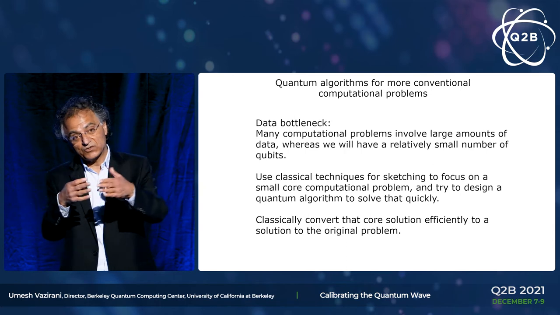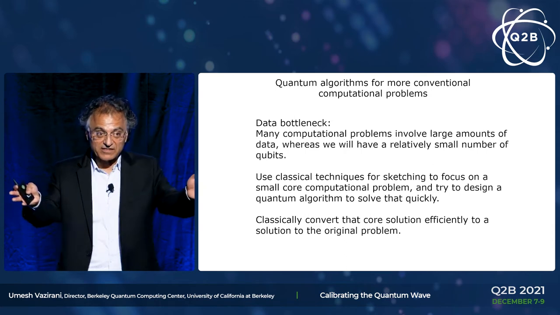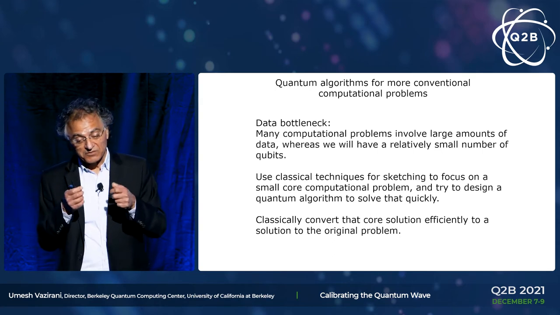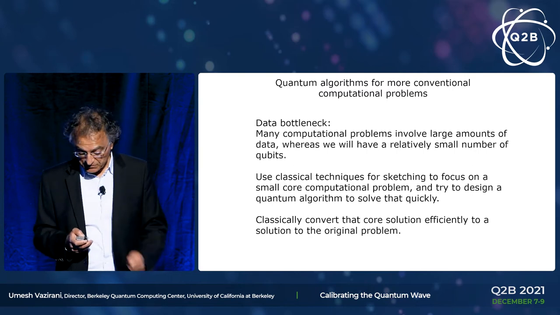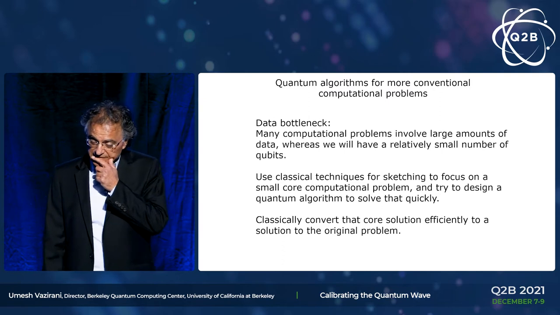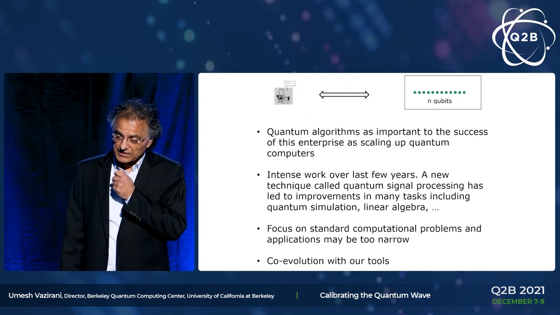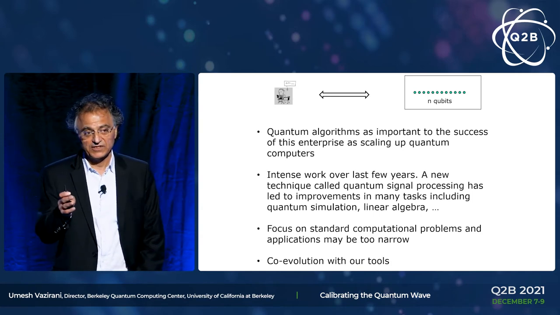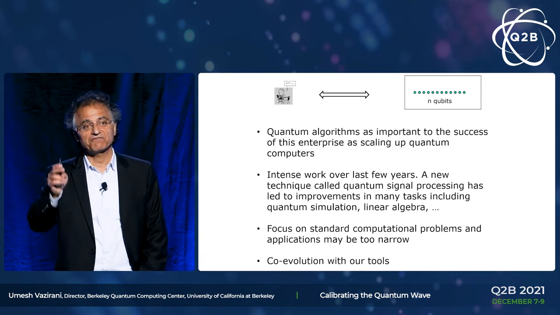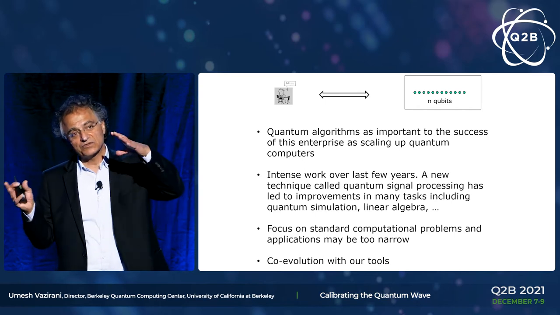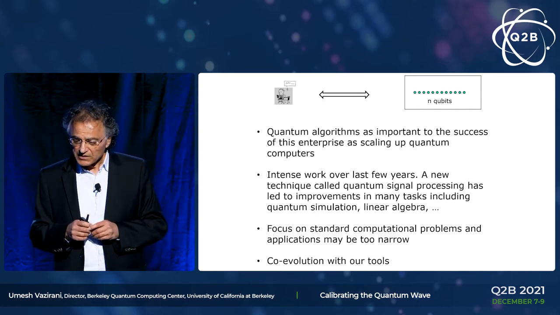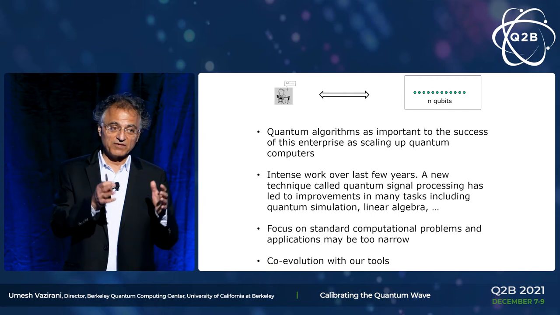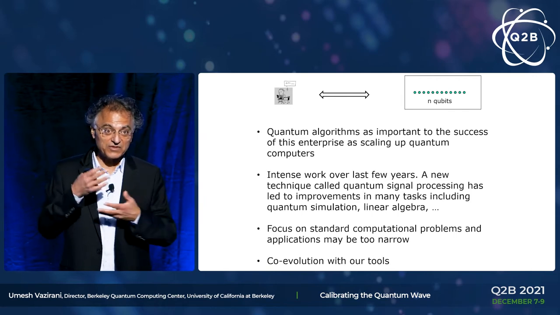So these two steps, the compression of the problem and the expansion of the solution, are classical, but this core problem is quantum. Now coming back to this model that we have of a classical computer interacting with this very interesting, radical new model of computation. The first thing is that quantum algorithms are as important to the success of our enterprise as scaling up quantum computers. These two things must go hand in hand.